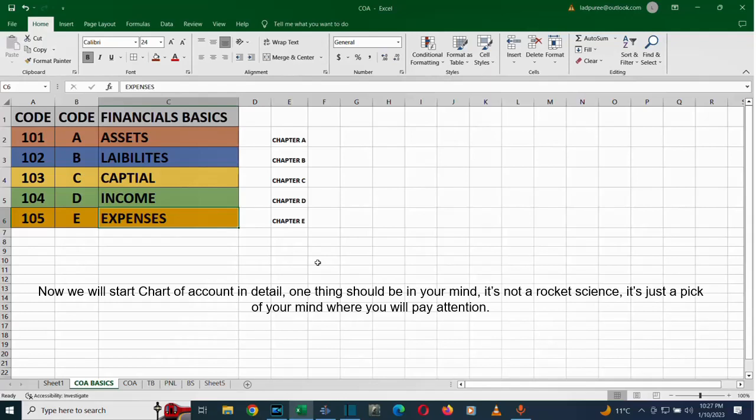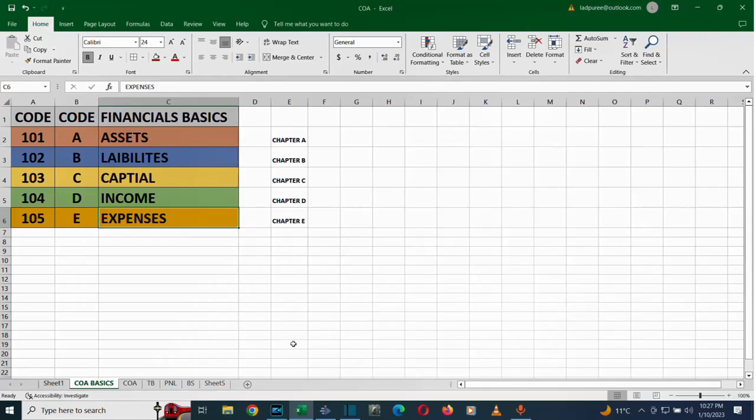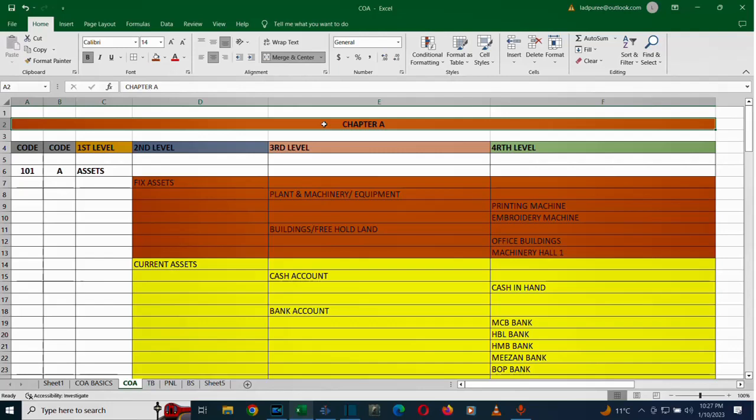One thing should be in your mind, it's not rocket science. It's just a picture of your mind where you will pay attention. I am dividing the chart of account into chapters where we will discuss it in detail. Our first chapter is assets. So we should seek its logical position in financials.